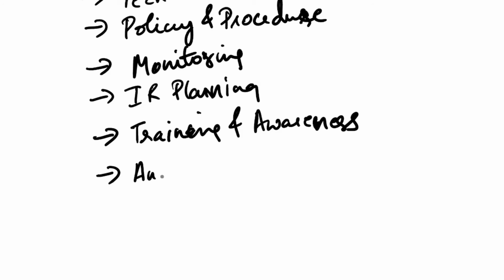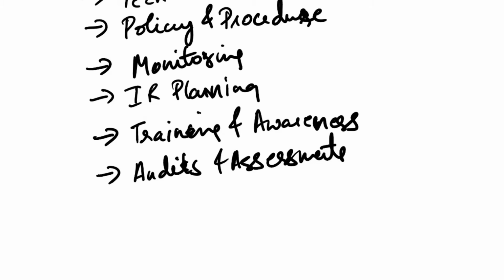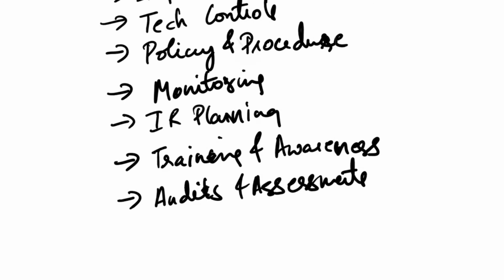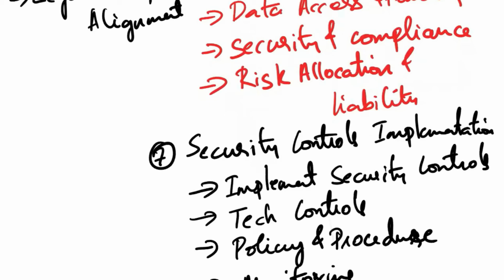Next, regular audits and assessments. Conduct regular audits and assessments to evaluate the ongoing effectiveness of security controls, identify areas for improvement, and address any emerging risks. Now, let's look at the importance of security controls implementation.